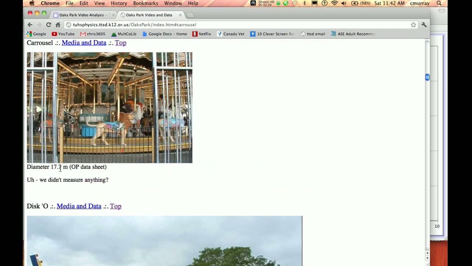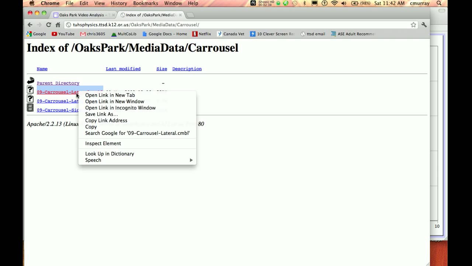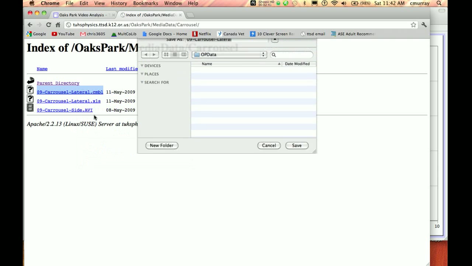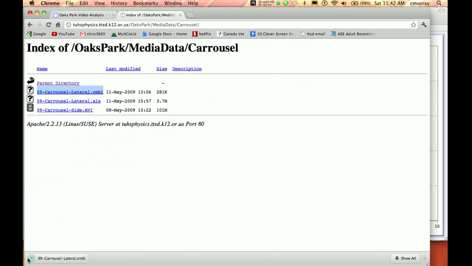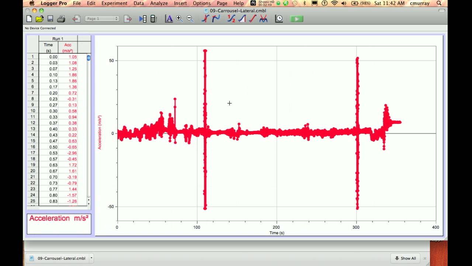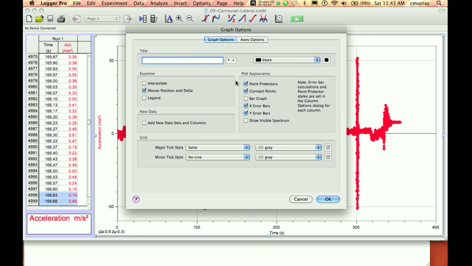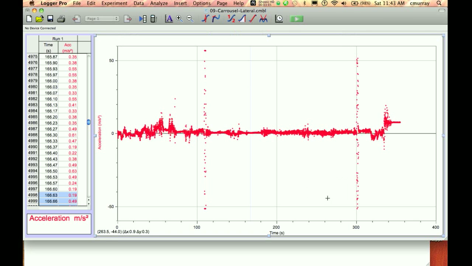okay, we know the diameter of this thing is 17.7, and if we go in there, there's some lateral accelerations on there. So let's take a look at what those are. I'm doing a control click, save link as. I'm going to put it in my Oaks Park data folder, and I can just open that up. And there's not a whole lot going on, right? But let's mess with this thing. Go options. Whoops, graph options. Let's turn off all these guys. Okay. That makes it a little bit nicer.